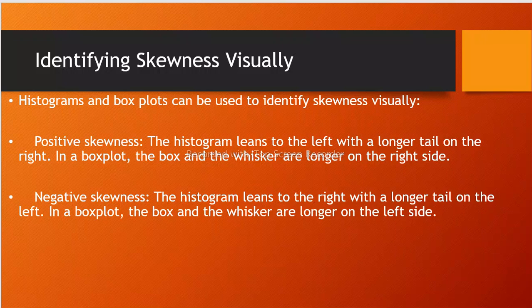Conversely, for negative skewness, the histogram leans to the right and the box plot shows a shift to the right with a longer whisker on the left side. Students, we are going to see the visuals in Excel that we have drawn through a histogram. We will see that later after covering the theoretical part.